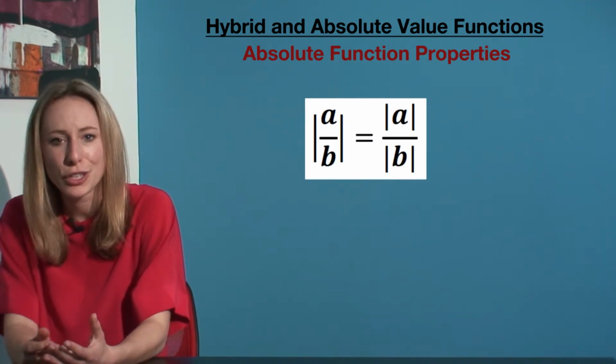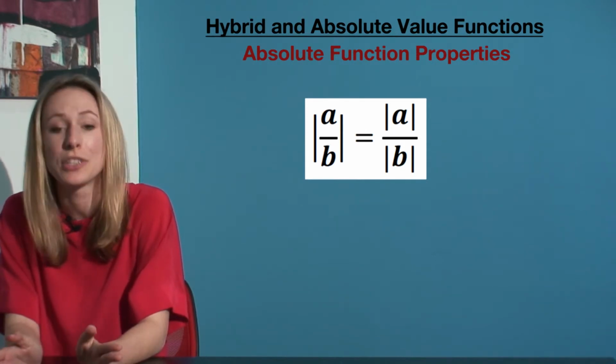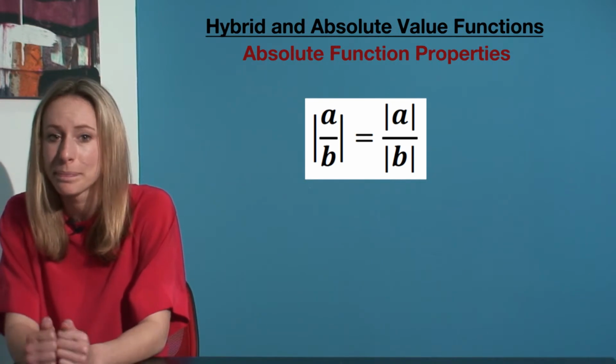The absolute value of two numbers which have been divided by each other is the same as the absolute value of the two numbers which are then divided together. This is intuitive for the same reason as multiplication.